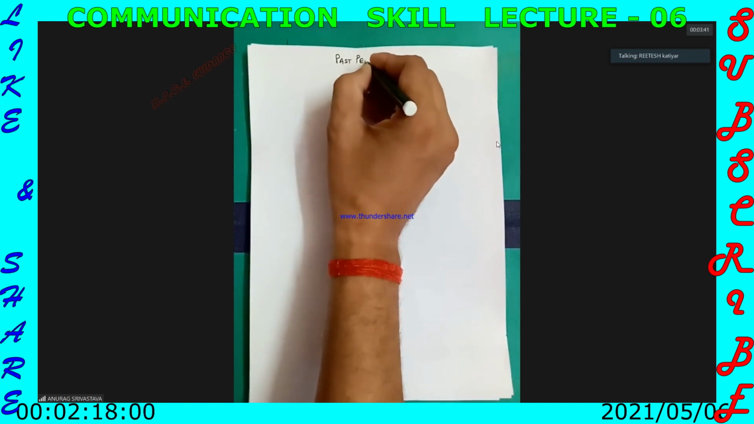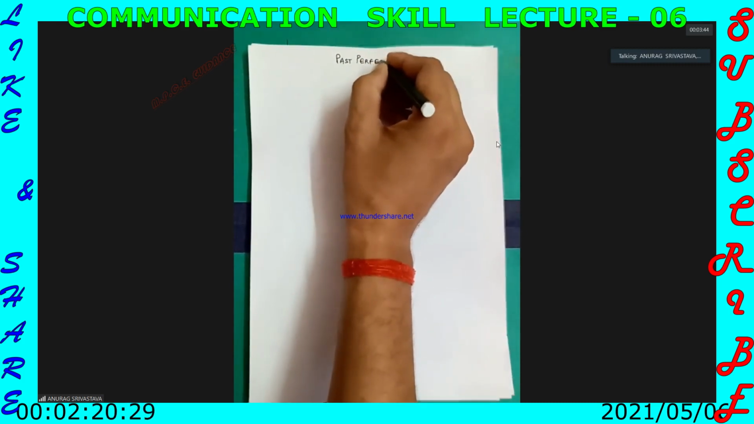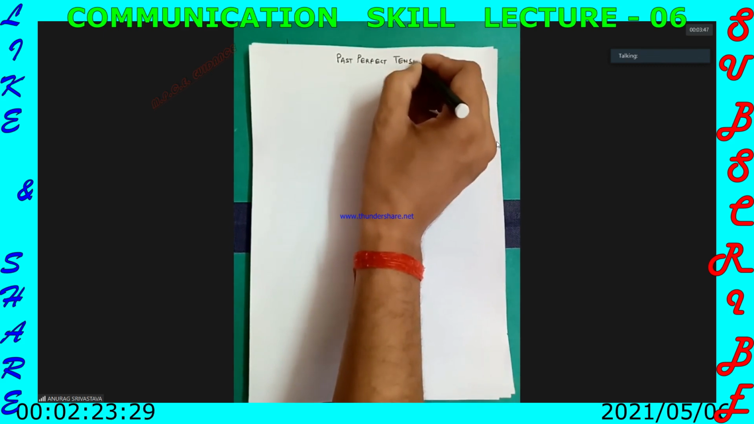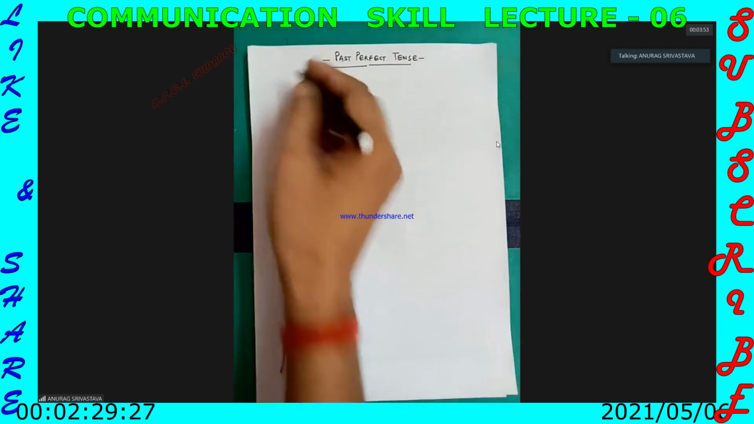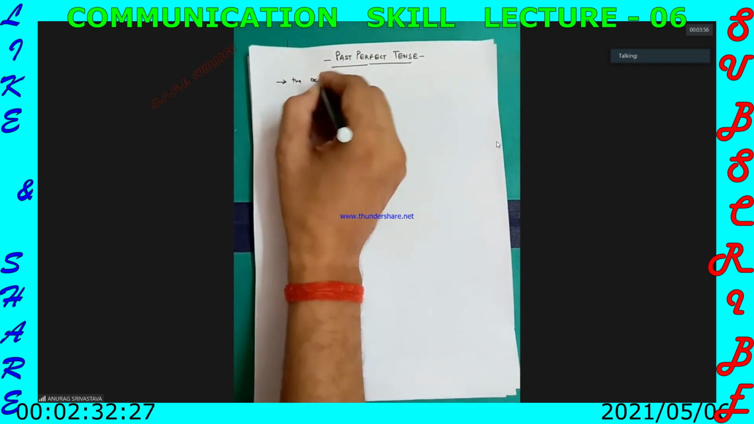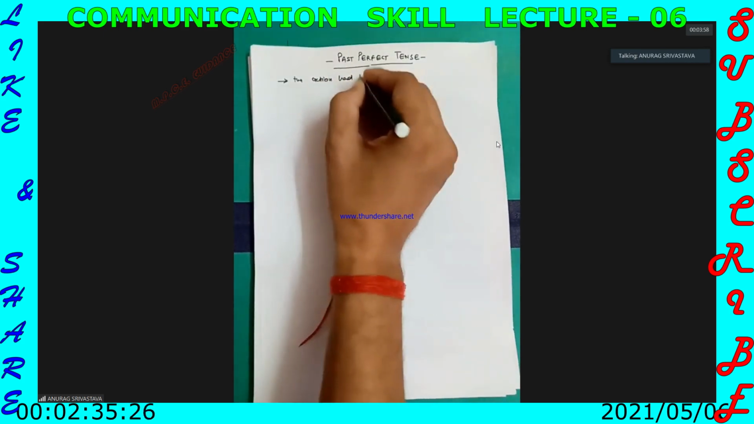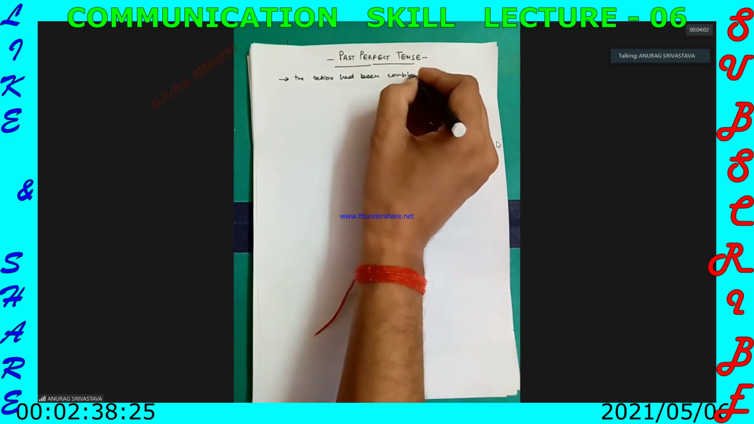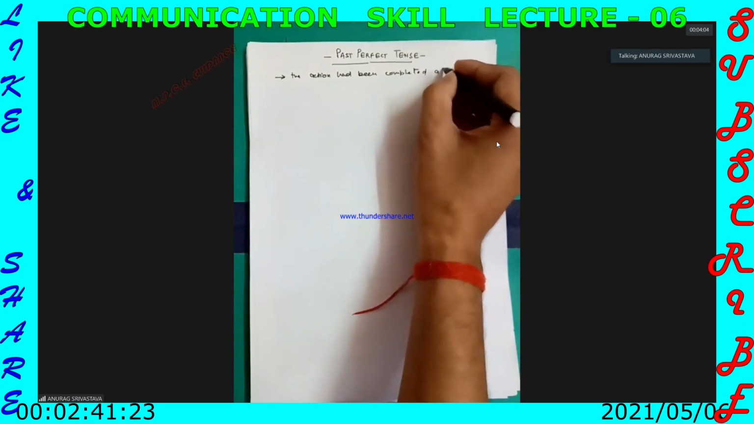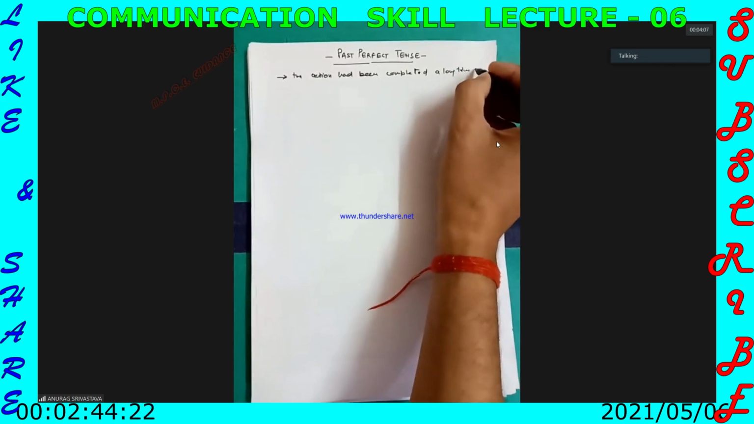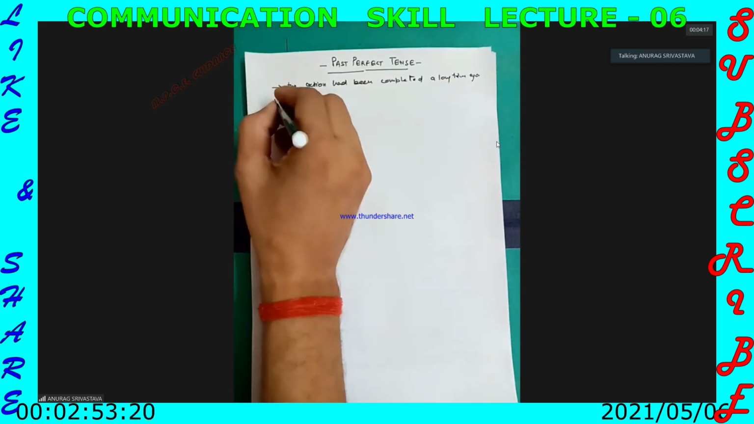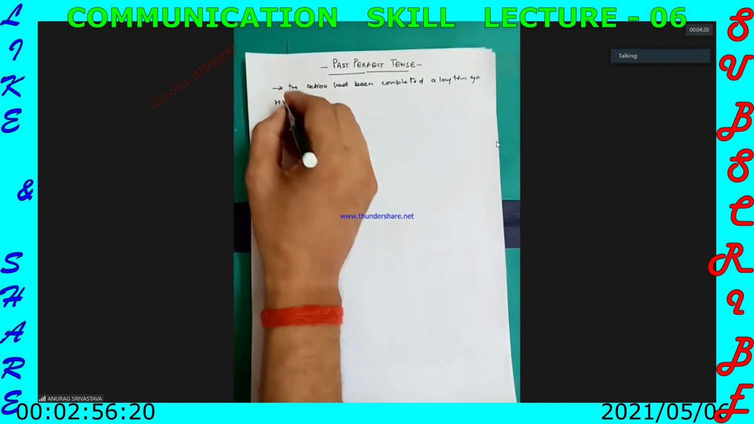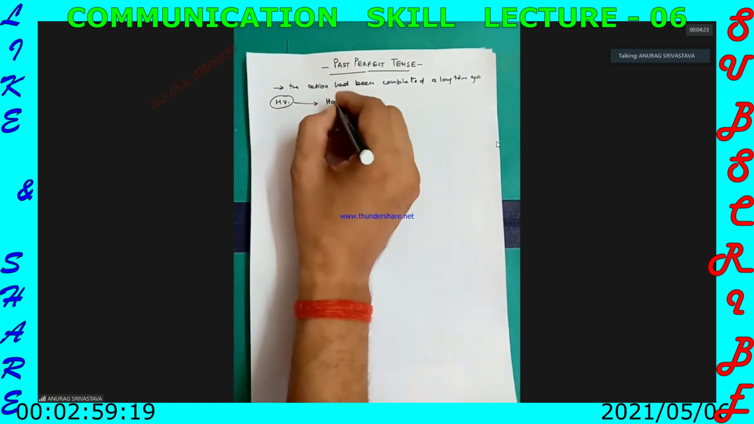Past perfect tense generally refers to an action that had been completed a long time ago. काफी पहले अगर कंप्लीट हो गया हो, ठीक है. And the helping verb which will be used here in past perfect tense is only and only had.